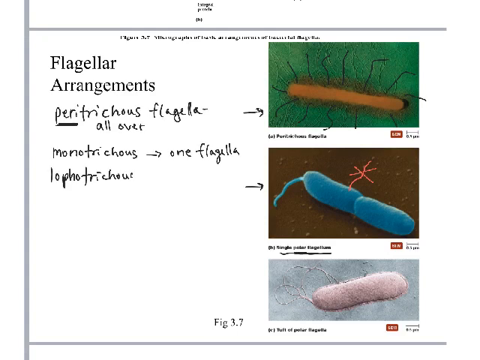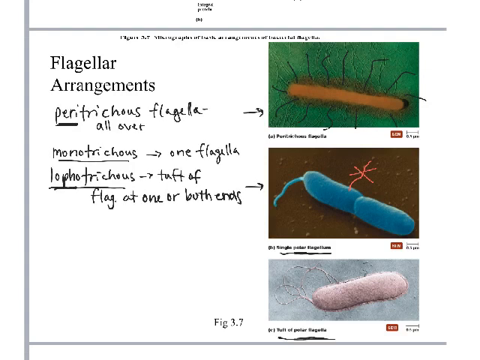Lophotrichous means you have a tuft of flagella at one or both ends. Again, they don't use this term lophotrichous. Apparently lopho means tuft. They just call it a tuft in the book, but you can see a bunch of flagella sticking out from one end.